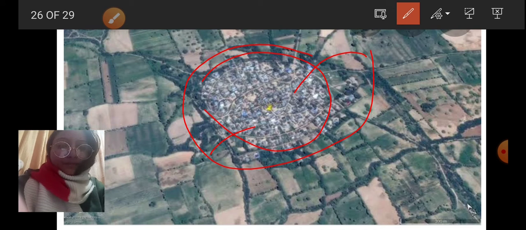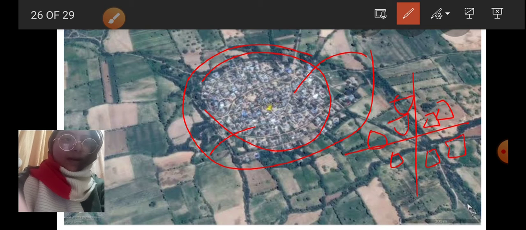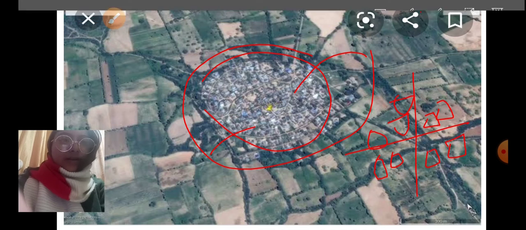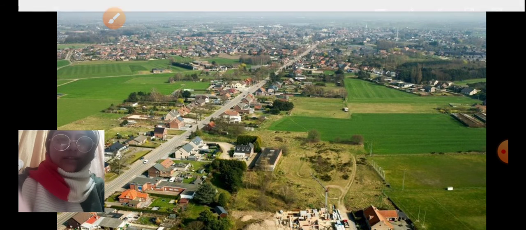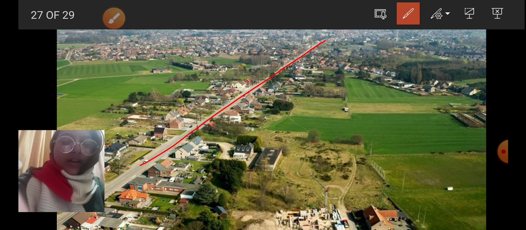So on the topo sheet they appear like this. If you have to find them on the topo sheet, they appear as several red square clumps. This is the type of pattern you will see in the topo sheets for a nucleated settlement. Then next one is linear. It is very easy, from the picture only you can understand this type of settlement.